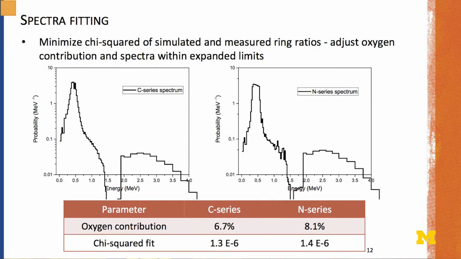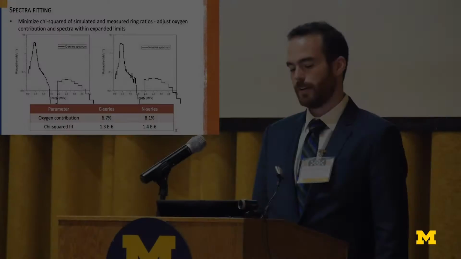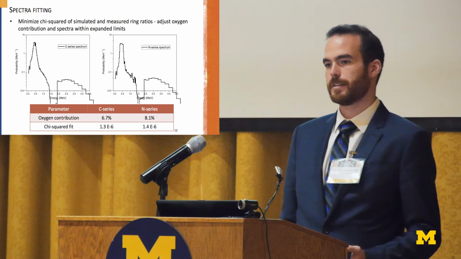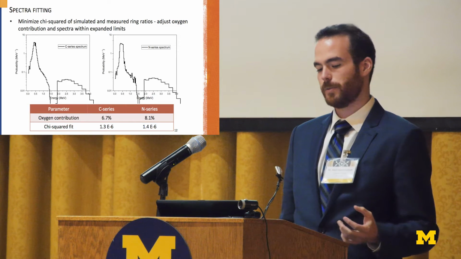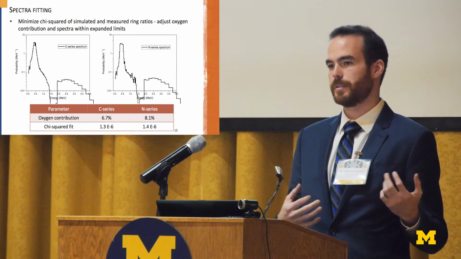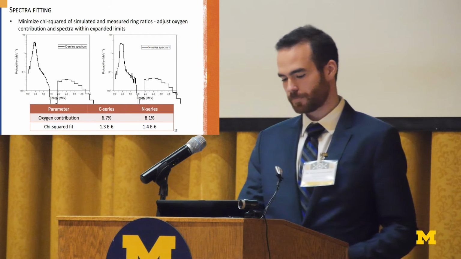And so these are the spectra that we generated. This is the main result of this work. They generally match the shape of the spectra from the literature, where they have a low energy lithium component and the high energy oxygen tail. And the percentage of neutrons that come from oxygen is listed in the table. And then the chi-squared agreement to the measurements is 1.3 and 1.4 e to the negative 6, so that we can say that the spectra that we generated match our measurements as well as the californium sources match each other.